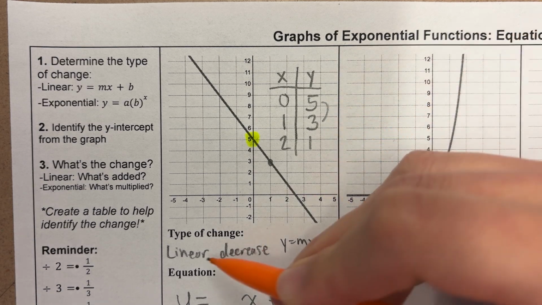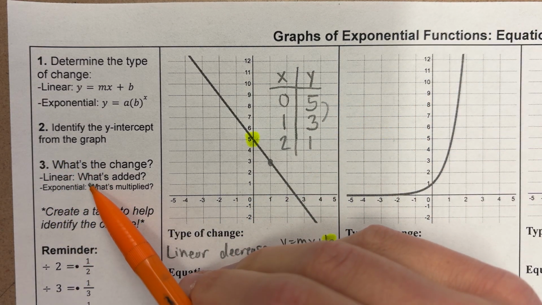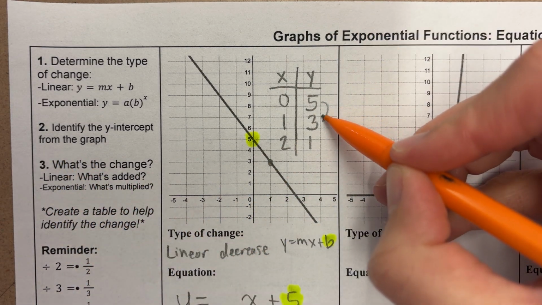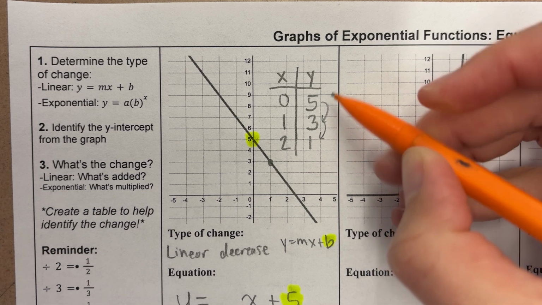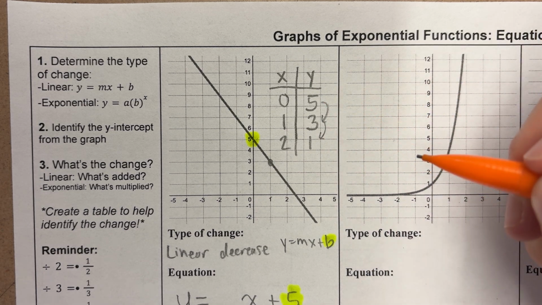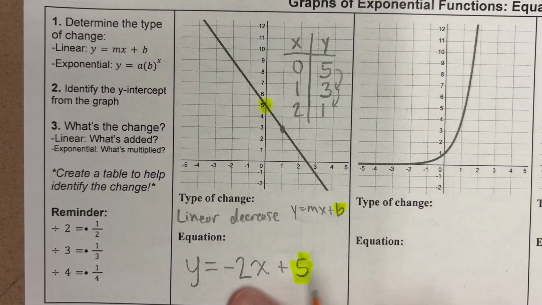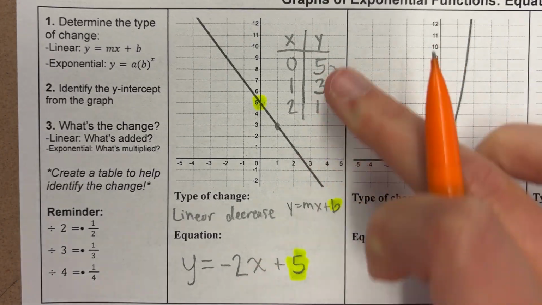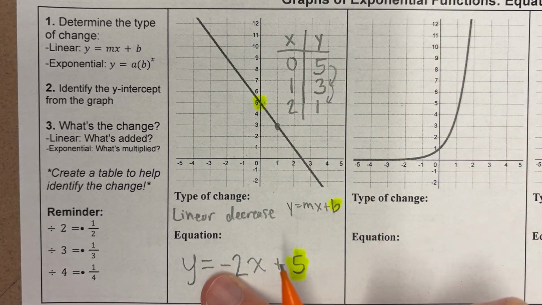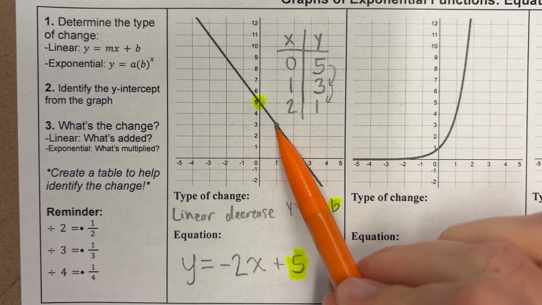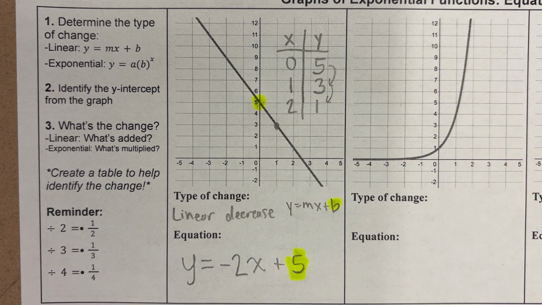What's happening here? I know it's linear, so I know we're going to be talking about adding or subtracting, right? And what's happening here is I'm subtracting 2. But what's actually happening is I'm adding -2, right? My change is -2. Okay, I'm subtracting 2, right? I'm starting at 5 and subtracting 2. Starting at 5, going down 2. Starting at 5, going down 2.